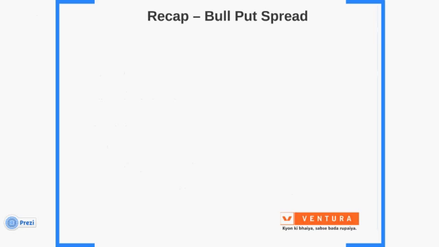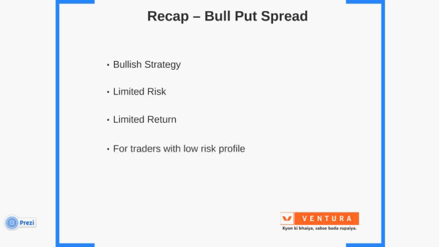Let's take a quick recap of this strategy. A bull put spread is a bullish strategy. It can be applied to a market, index, or stock that is expected to rise marginally. It limits your risk, but limits your return potential as well. So, in a nutshell, it's a strategy for traders with a low risk profile.